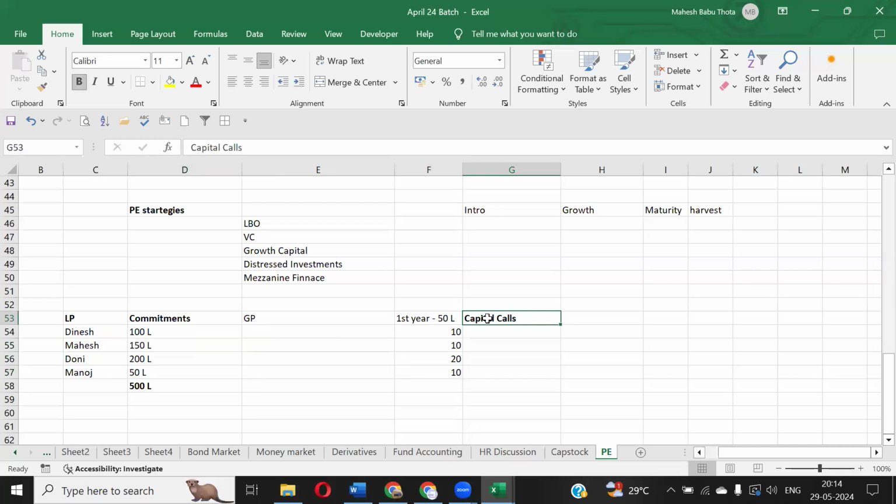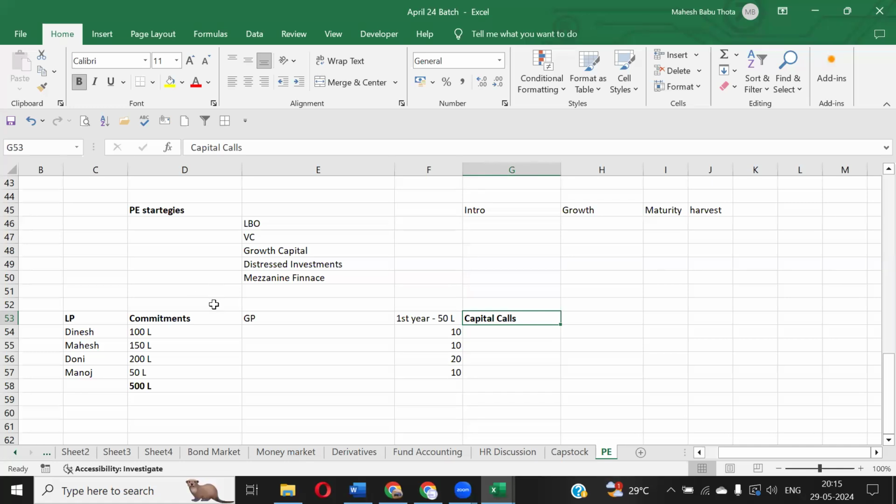So by issuing the capital calls, the general partner will collect money from the partners, which is nothing but a portion of our commitment capital. Normally, the capital call notice gives approximately 15 days to pay that money to the fund, so that investors have time to pay the amount back to the fund. That is called capital calls.